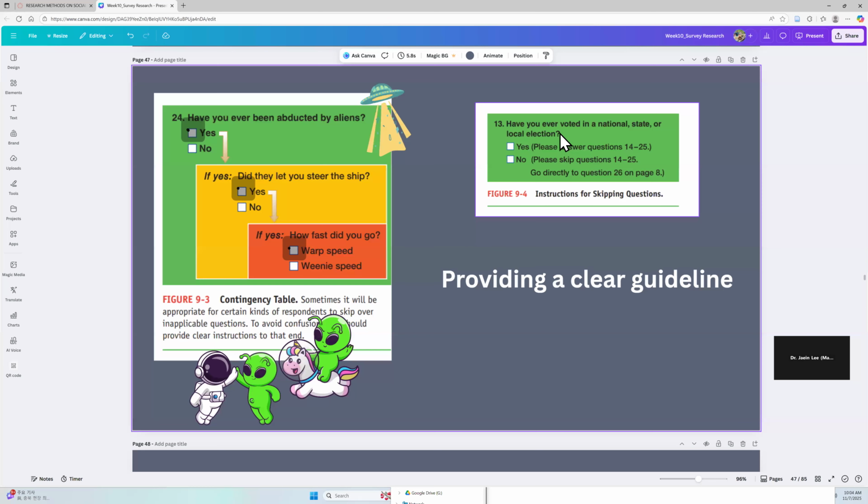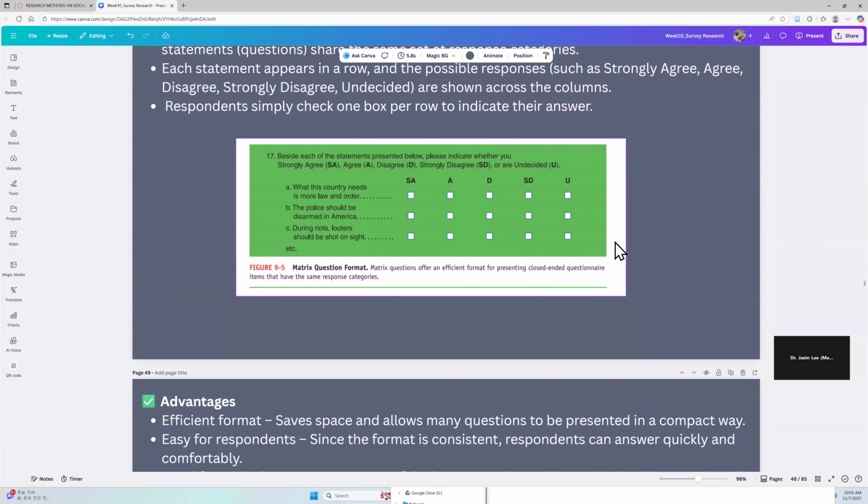And there is another. Have you ever voted for a national, state, or local election? If you say yes, please answer questions 14 through 25. If you say no, please skip questions 14 through 25. Go directly to the next type of questions. So by using the contingency table and detailed instructions, the respondents and individuals participating in the survey would follow your order more quickly and easily.